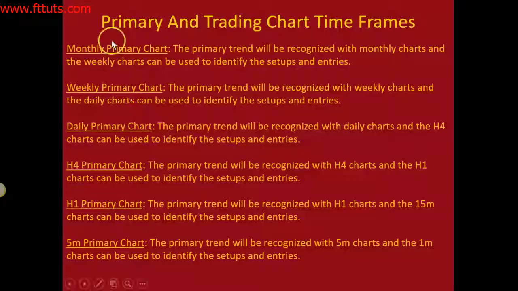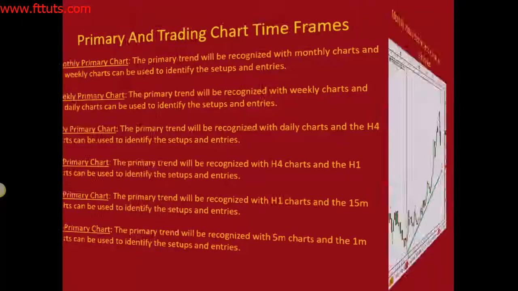Now basically I'm going to be using the daily primary chart and the 4-hour primary chart. I won't probably ever go this much lower to the hourly primary and the 5-minute primary and all that. So with the daily primary chart, the primary trend will be recognized with the daily charts, and the H4 chart can be used to identify the setups and entries. And then the same thing with your H4, you could use that as your primary trend, and you'll recognize your 1-hour chart as the setup and entries chart.